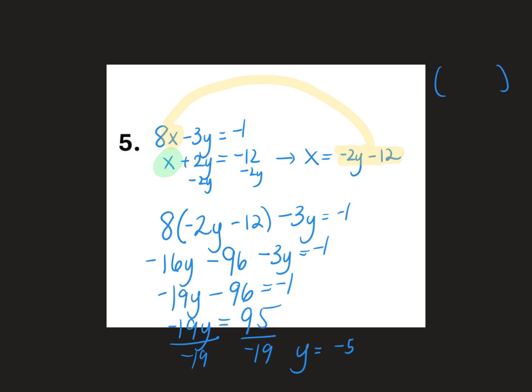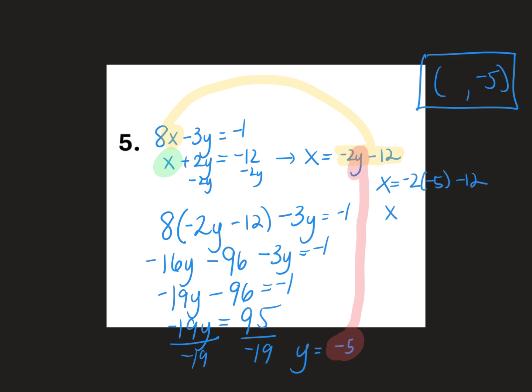Immediately, I write an ordered pair and put negative 5 in the y spot and put a box around it, because that's going to be my solution. And now I substitute to find the missing answer. You can substitute anywhere there's a y, but the best place is to go back to right here and substitute there. So x equals negative 2 times negative 5 minus 12. So x equals 10 minus 12. X equals negative 2. So the solution to that system is negative 2, negative 5.